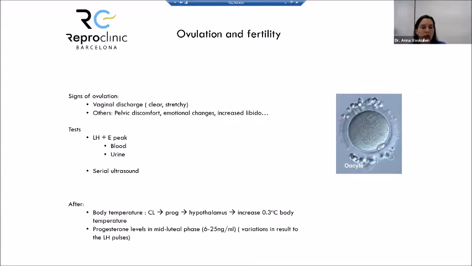After the ovulation, we know that body temperature is also going to increase. The corpus luteum will produce progesterone, and this progesterone is going to influence the hypothalamus, and then we will have an increase of the body temperature. So it's something that we can also see. And also the progesterone levels in the mid-luteal phase, so more or less one week after ovulation, will show us if we have had an ovulation or not.